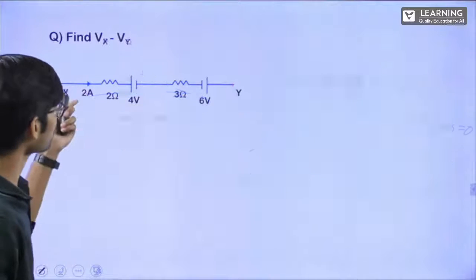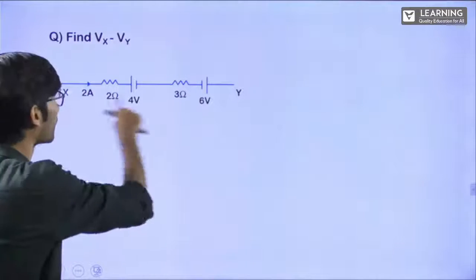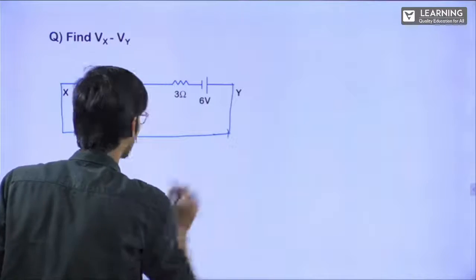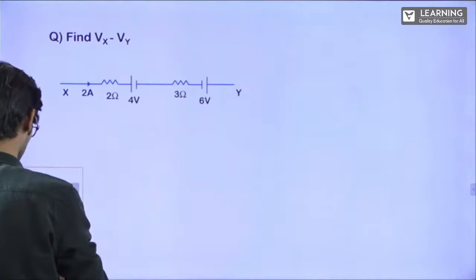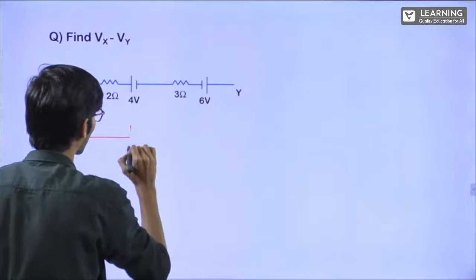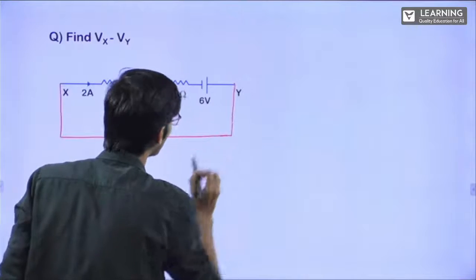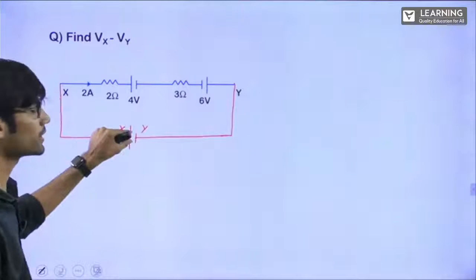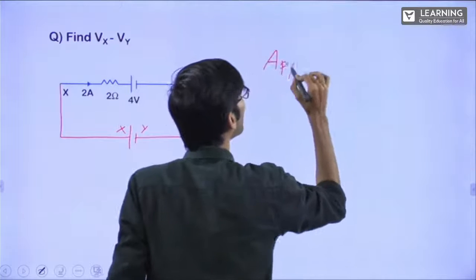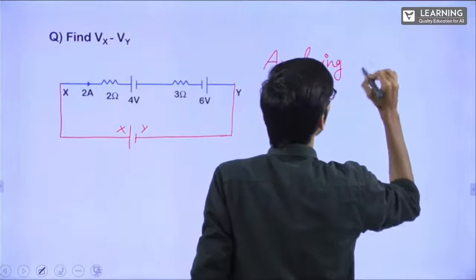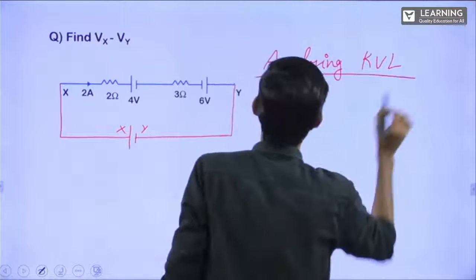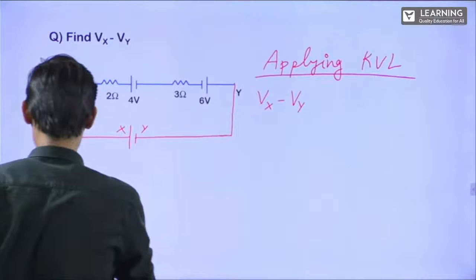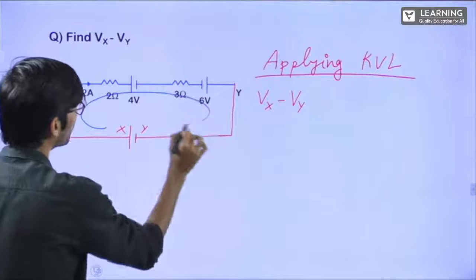Next, Vx minus Vy. Again, let us complete this circuit. Completing this circuit, since I have to find Vx minus Vy, I am taking this side as bigger because X is this side. This will be X, this will be Y. This is at bigger potential, this is at lower potential. Applying KVL, Vx minus Vy, and here, we have to choose the loop also. I am taking the loop again like this only.